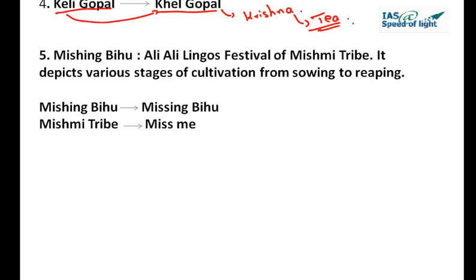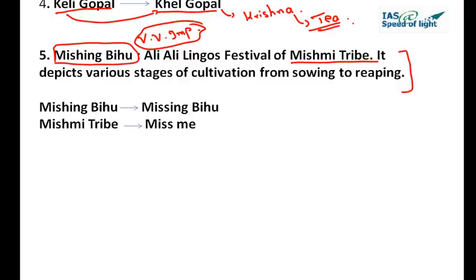Another very important dance is Mishing Bihu. Very, very important, and it can be asked any year in UPSC. This is during the Ali Ai Ligang festival of the Mishing tribe, and it depicts various stages of cultivation from sowing to reaping. So it is a very important part to remember, Mishing Bihu.